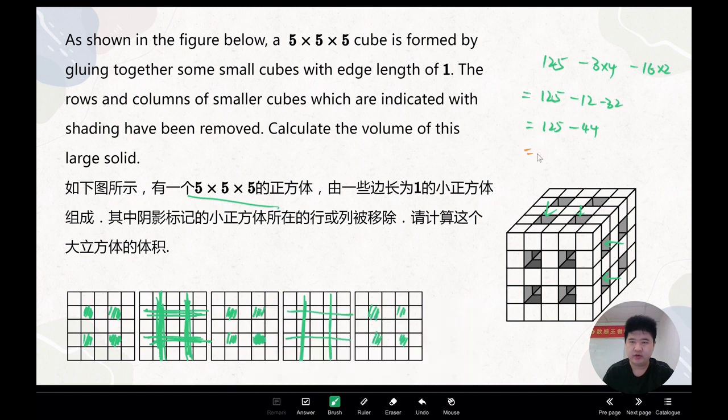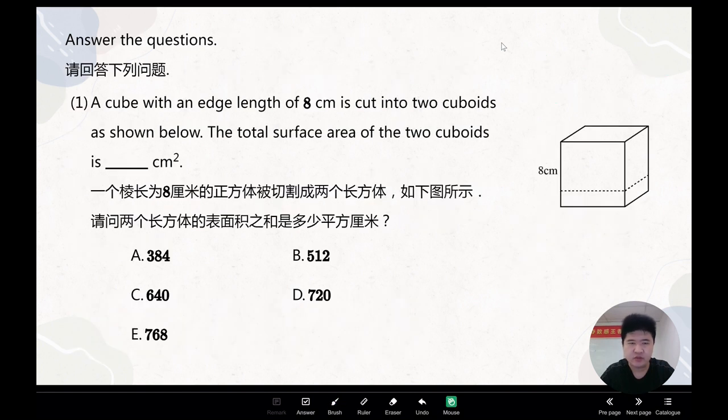我们这里用125减去从前面每一层数出来缺了几个，那最后得到结果是81。那我们这道题这个大正方体的体积就是81，因为这每一个正方体它的边长、它的棱长都是1啊。Because for each of them the edge length is 1. 如果它的棱长不是1，那我们可能考虑的还要多一些。So that is what we have. So let's continue to the next one.